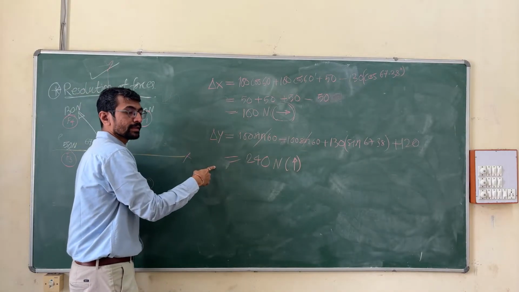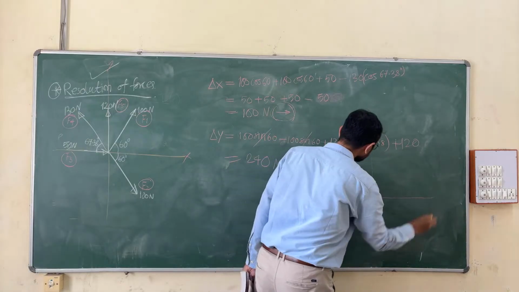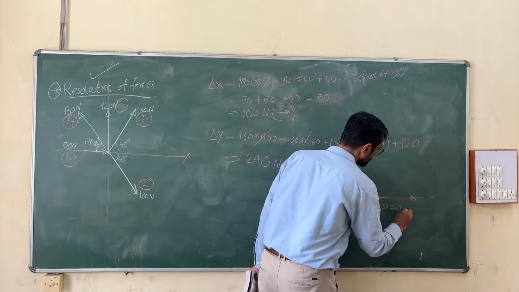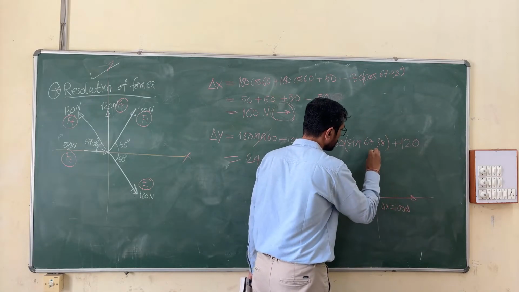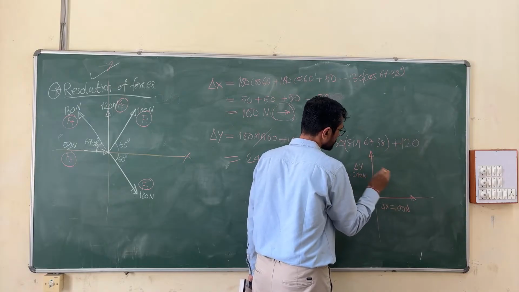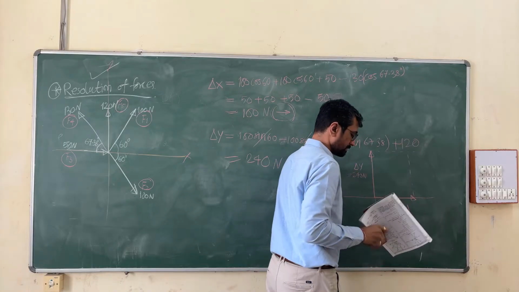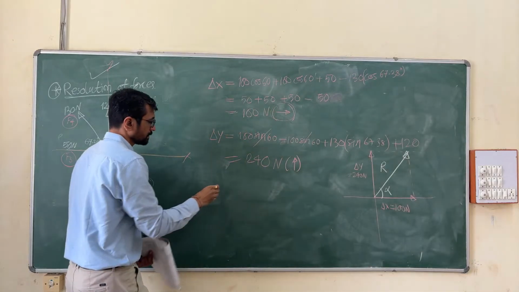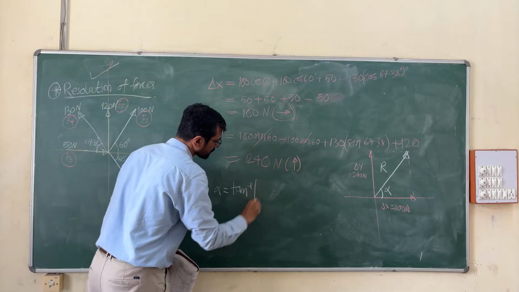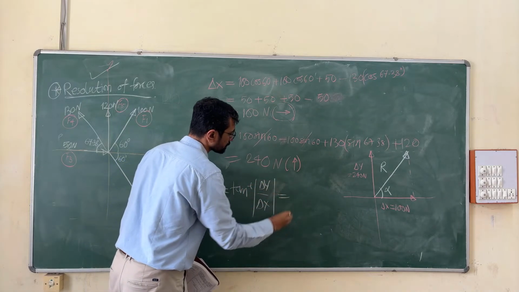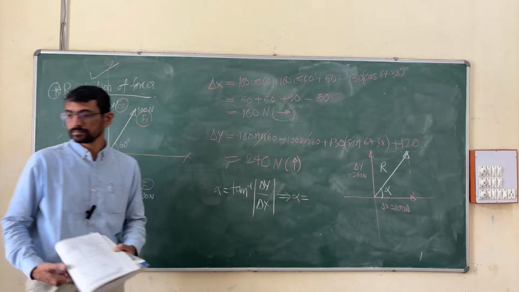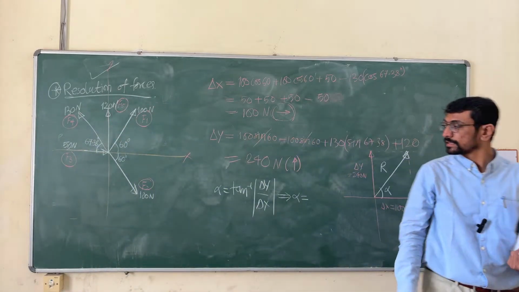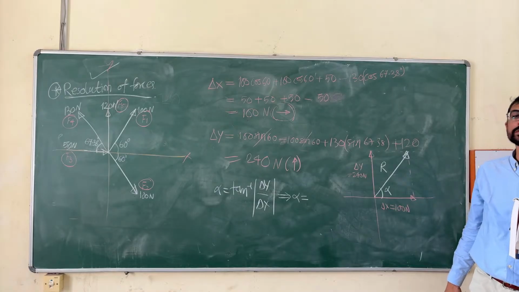So you have delta x, delta y. Now what is needed? So this is your delta x, 100 newtons, this is your delta y, 240 newtons. So certainly your r will be in this direction. This is r making angle alpha. What will be alpha? Tan inverse, alpha answer tan inverse 240 by 100, tan inverse 2.4.